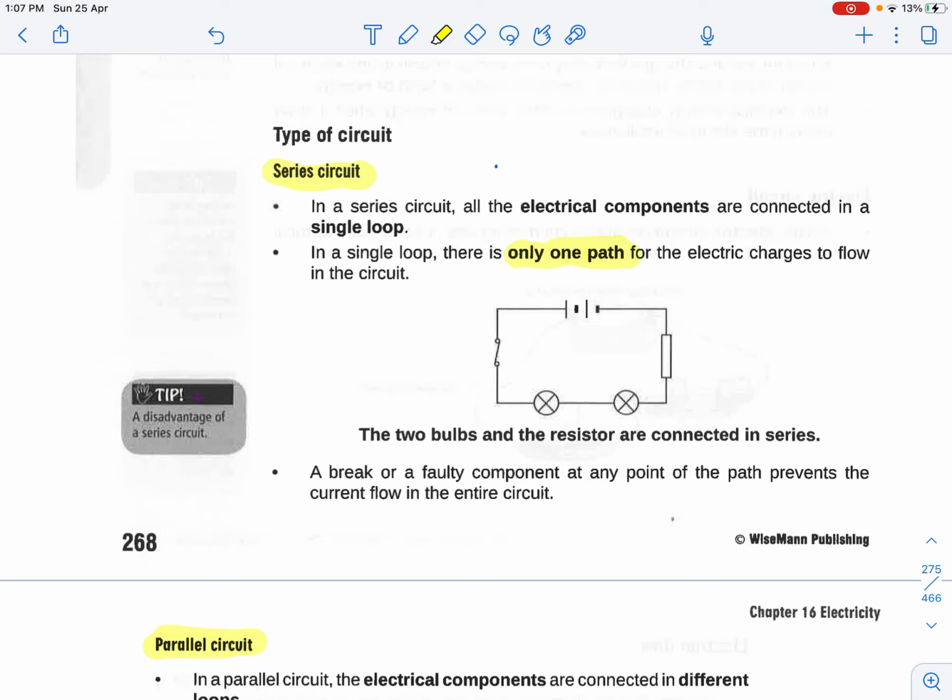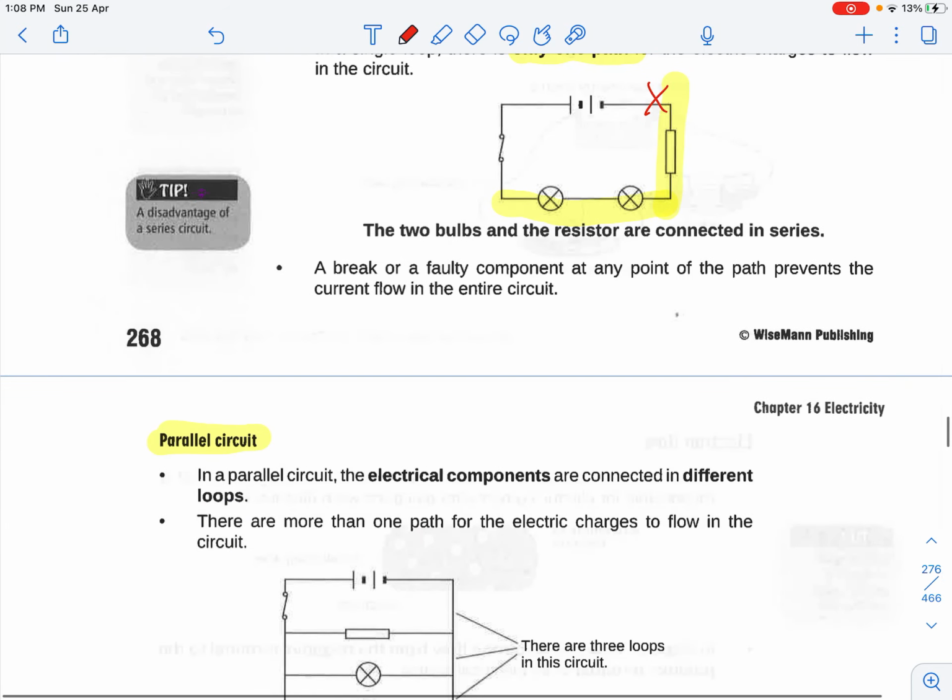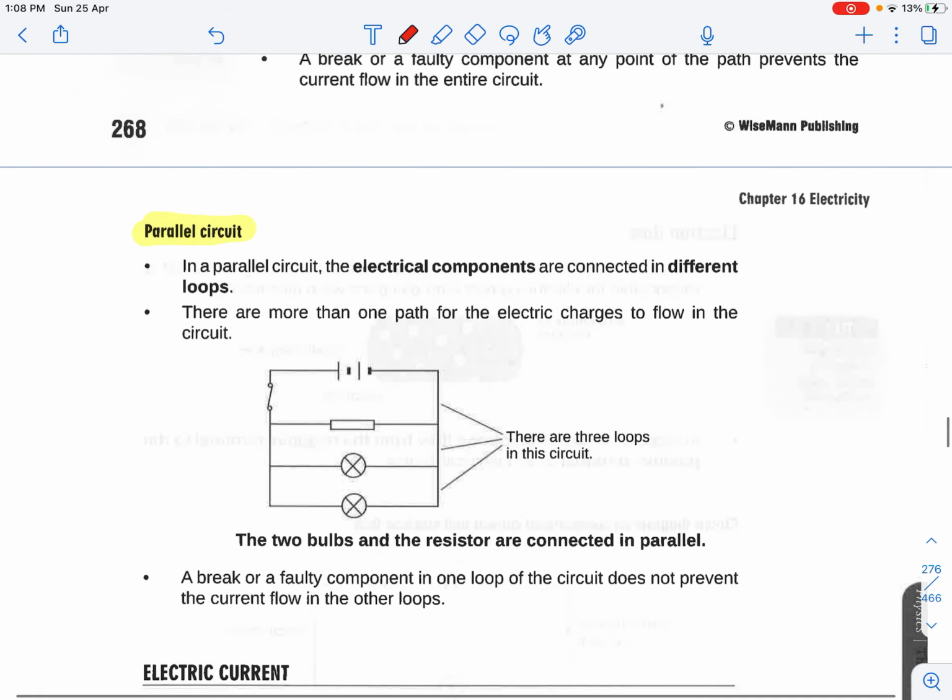So over here you can see that there are two light bulbs and a resistor arranged in series, so it's one straight road. And if there's any breakage, let's say this becomes an open circuit, the whole current flow will be disrupted and therefore it will not be able to light up any of the light bulbs. Okay. On the other hand, a parallel circuit is where you have multiple loops.